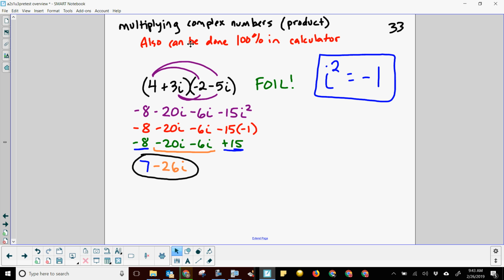Same thing with multiplying. Multiplying can be done in the calculator, but it's just FOILing. The only thing is i squared is the exact same as negative 1. So when you FOIL and you go i times i, i squared, just like x times x is x squared, that i squared becomes negative 1. That negative 1 times that negative 15 is positive 15. And then, just like what we just did, combine the things that are alike.